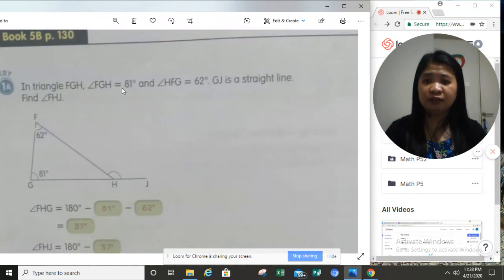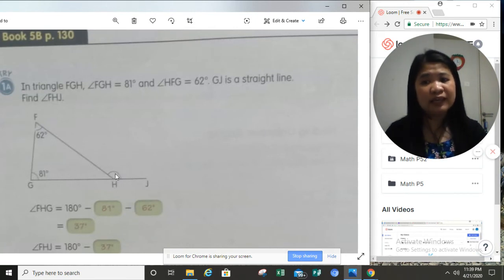angle FGH is equal to 81 degrees. So where is FGH? This one is 81 degrees. Now, angle HFG is equal to 62 degrees. So these two angles are given. What is the unknown angle? GJ is a straight line. Remember, a straight line has 180 degrees. Now, find angle FHJ. Where is FHJ? You have to locate it.